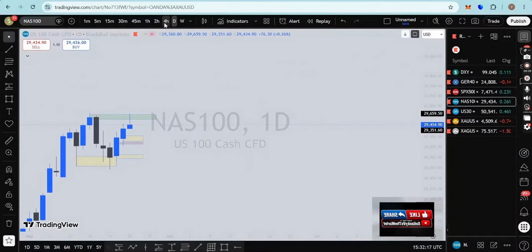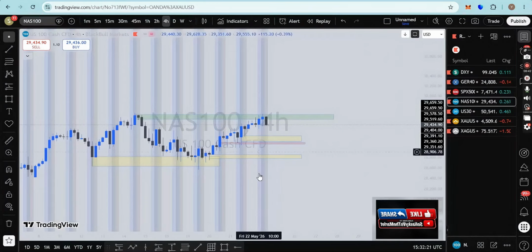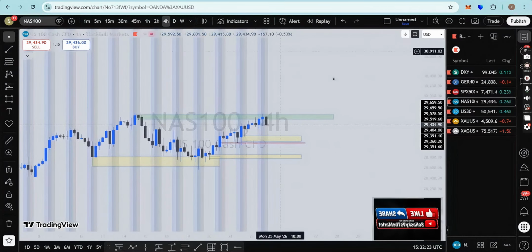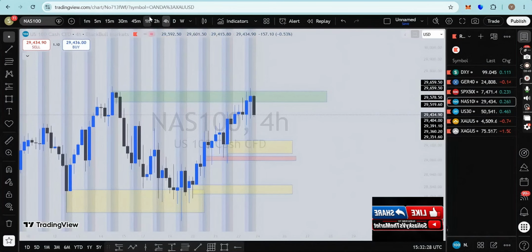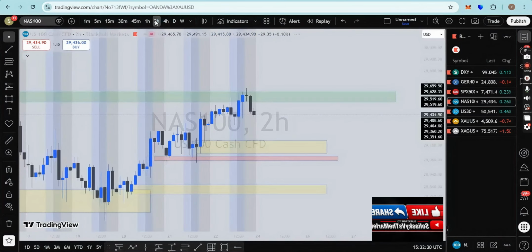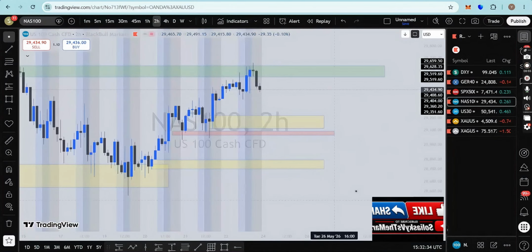I think due to this supply zone, price is reacting to this supply zone. Am I looking for sales? No. I am still bullish on the market. I know that this market has to buy. I believe the price has to buy because we are still bullish in the market. Okay, what am I looking for?